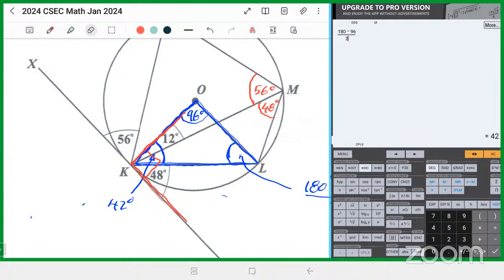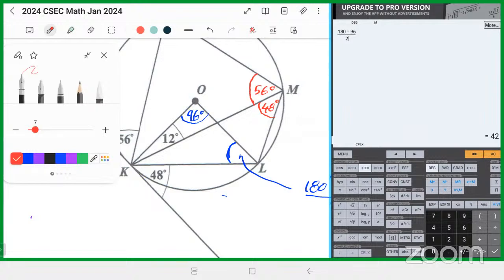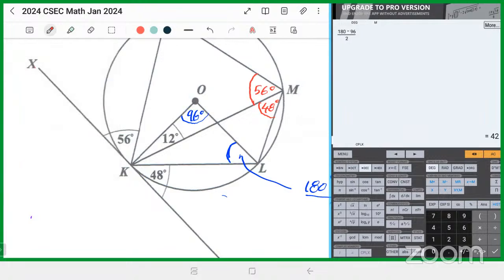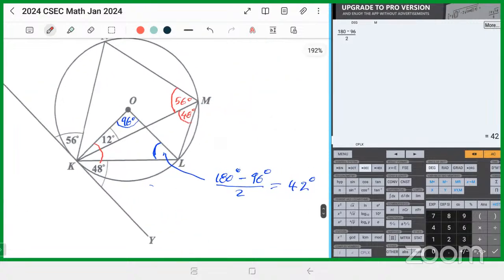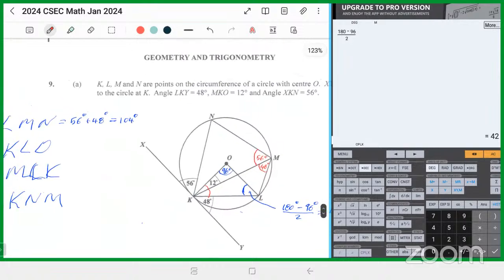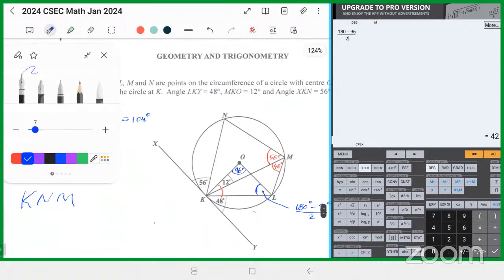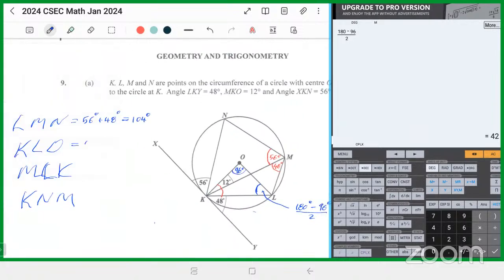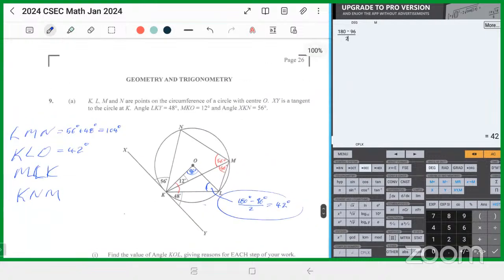So we can leave this 42 on the diagram. We saw that this angle was 42 right here. Good. So that angle that we just calculated is 42 degrees. So let's write it here that this is 42 degrees. I'm going to leave the calculation on the diagram here so they will see where the 42 came from.